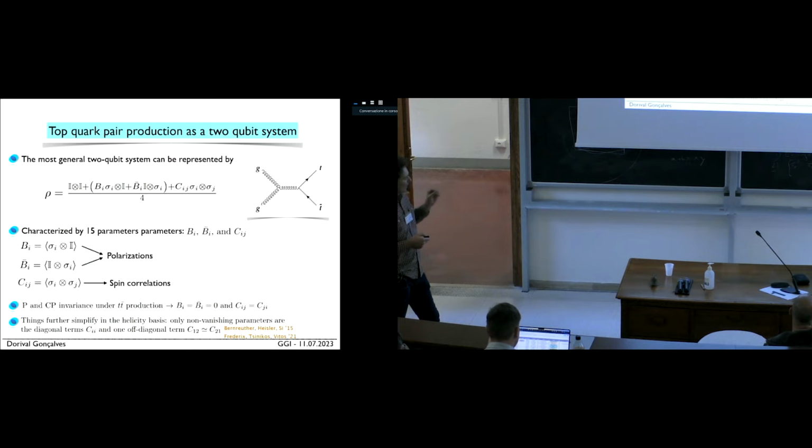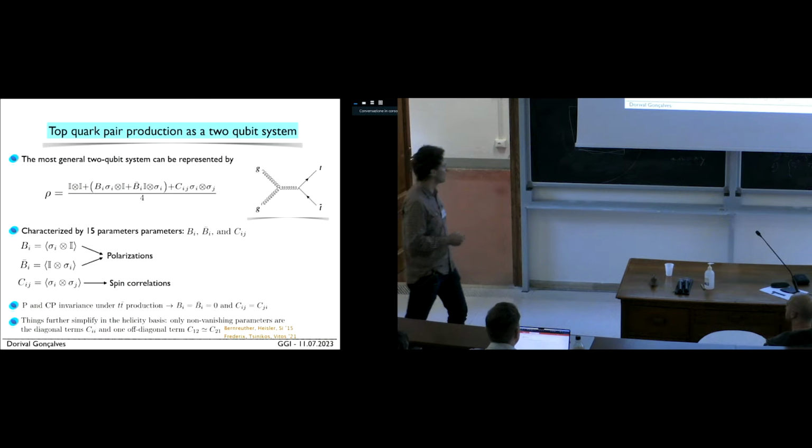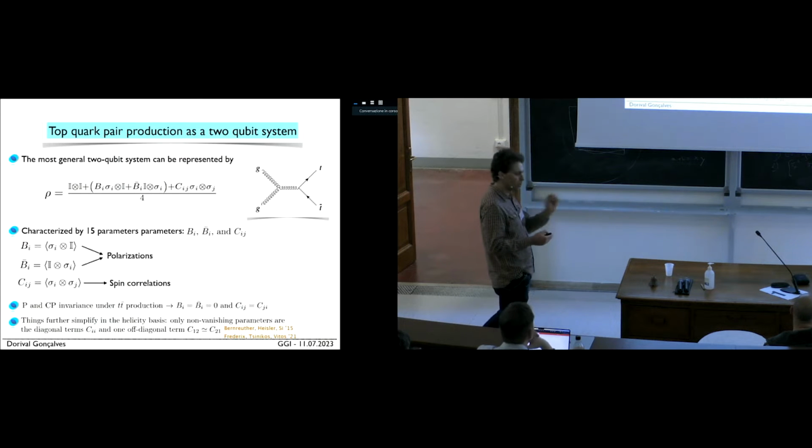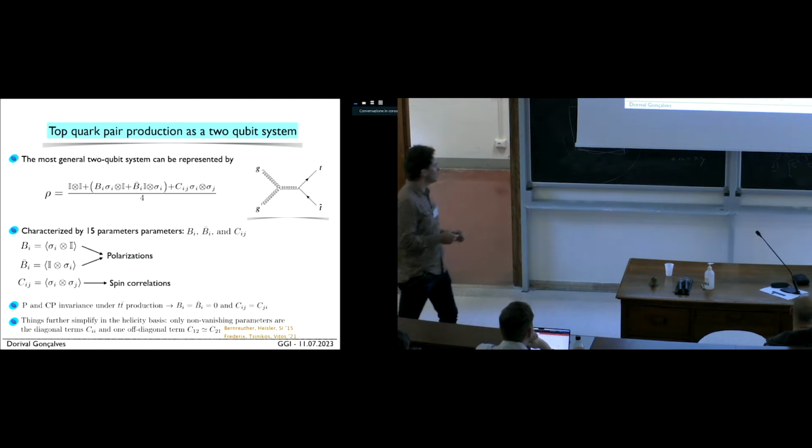But at the LHC, this is dominantly produced by QCD. So due to P and CP, the polarizations are zero, and C_ij is equal to C_ji. So it simplifies quite a lot. When you go to the helicity basis, this simplifies even further. There, only the diagonal terms are non-zero.